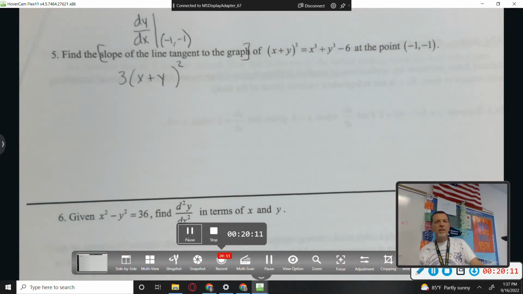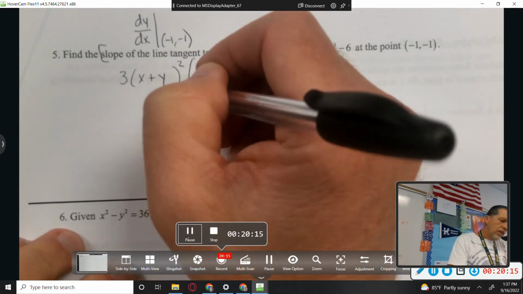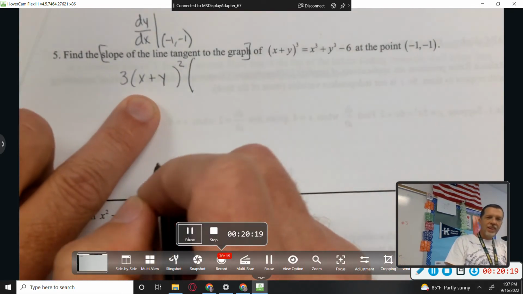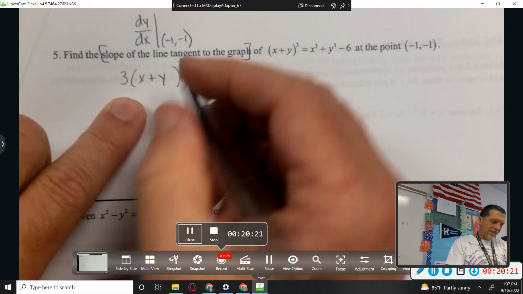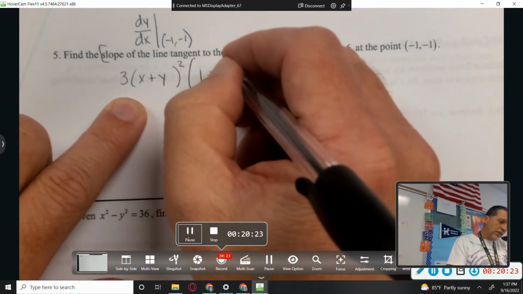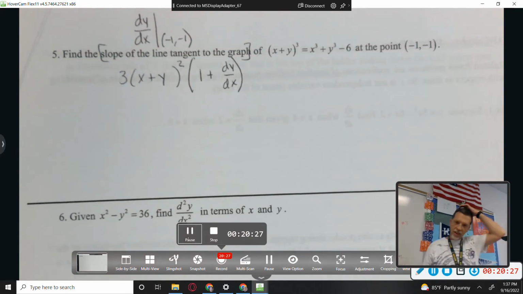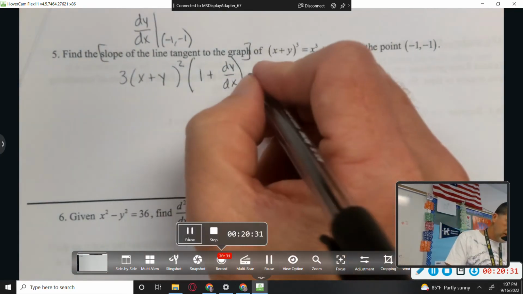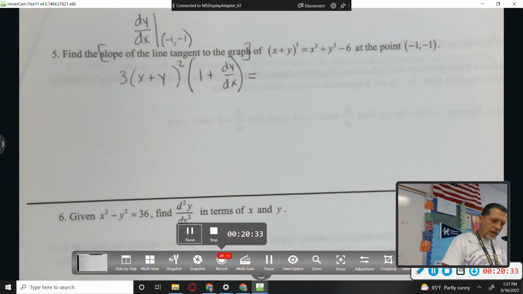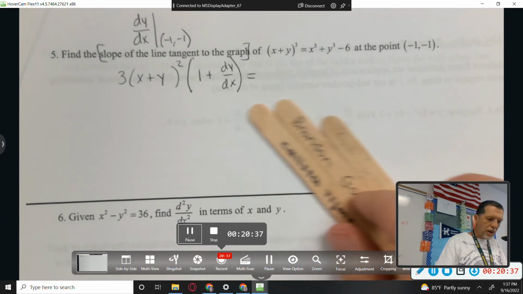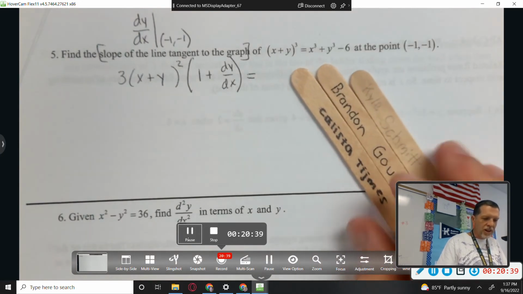But there's also the x, so I have to chain rule that. What's the derivative of x plus y? What's the derivative of x? 1 plus dy dx. So the algebra is going to get yucky on this one already. The other side's not bad. Let's pull some popsicle sticks here. 3 terms on the other side.